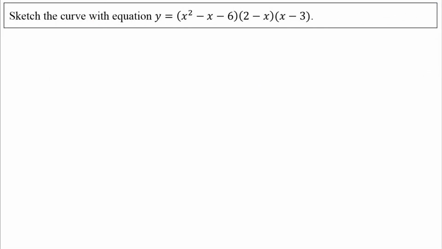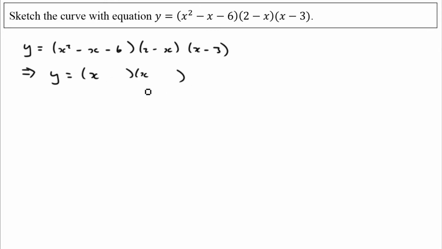In our next example, one of our brackets is a quadratic factor. It's always a good idea to try and see if we can factorize any pieces like this. So, if we start off with y is x squared subtract x subtract 6, times 2 subtract x, times x subtract 3 squared, then actually it is not too difficult to factorize that first bracket.